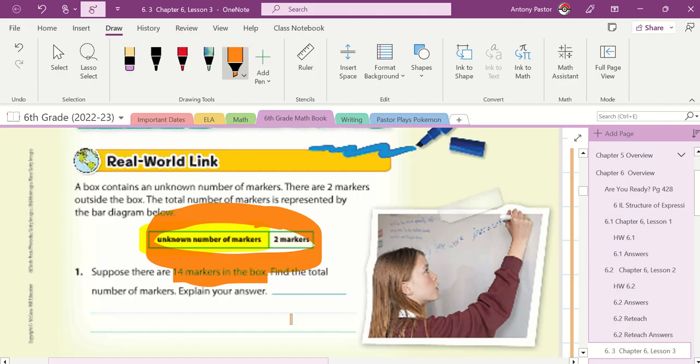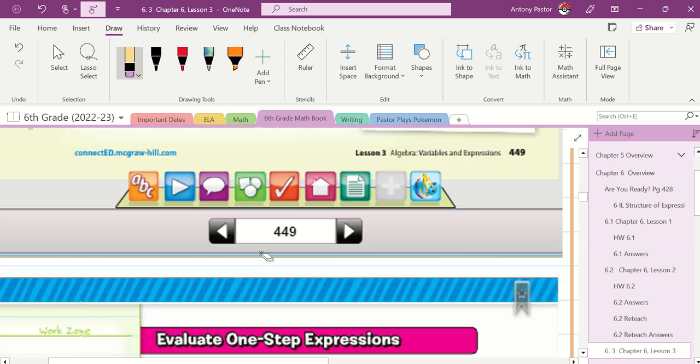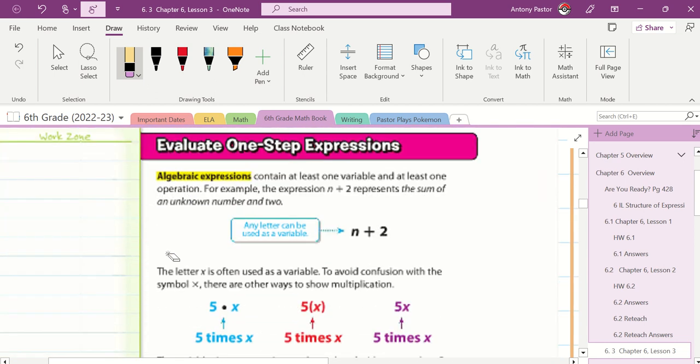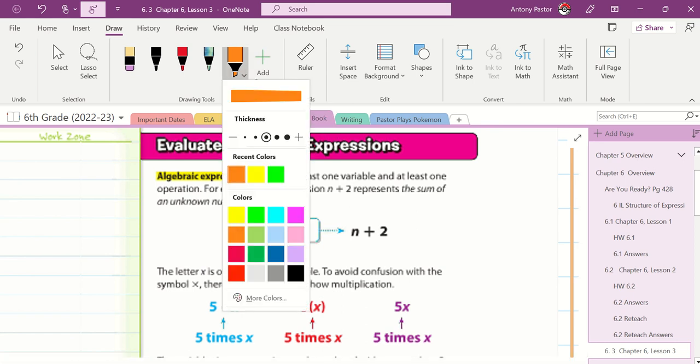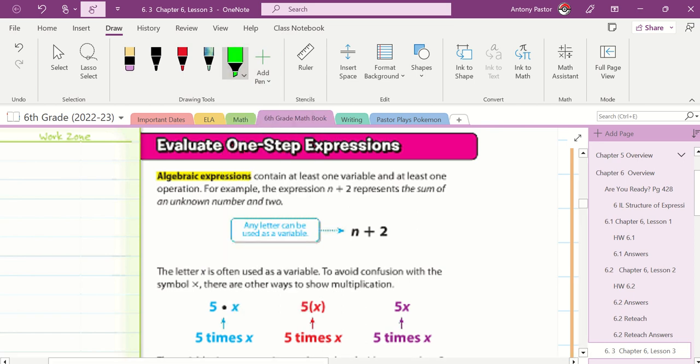And that's how we find our variable. An algebraic expression contains at least one variable and at least one operation. It's very, very important that we add that to our notes. So let's go ahead and recover that. An algebraic expression contains at least one variable and at least one operation.